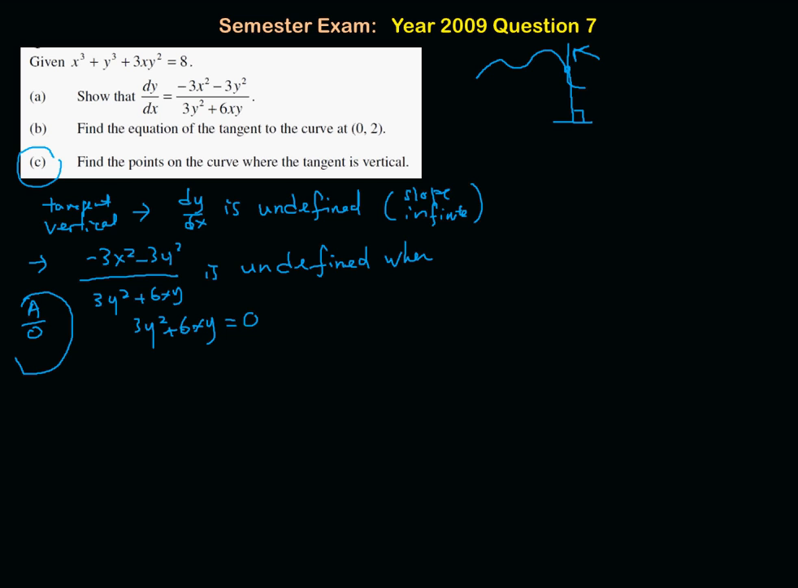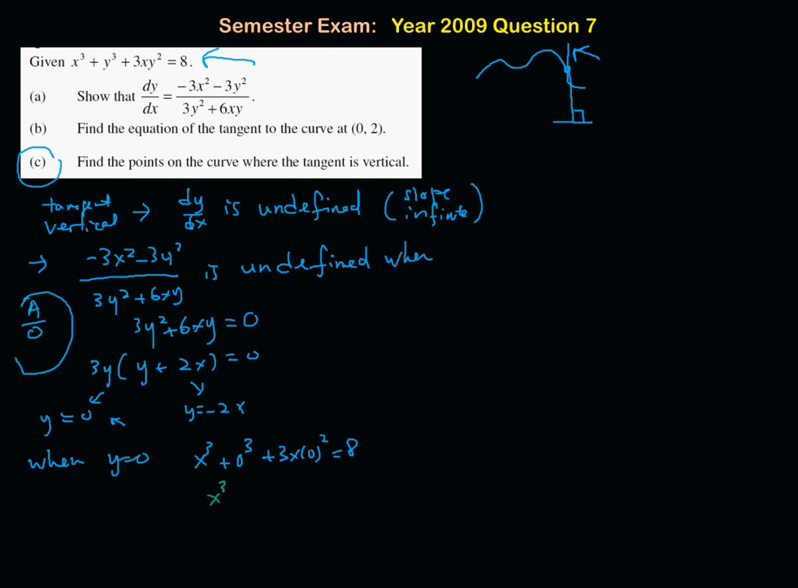And we can solve this now. You get y equals 0 from here, and from here you get y equals negative 2x. So let's work with this one first. Well, y equals 0. When y equals 0, now don't forget this is our original curve, we have x cubed plus 0 cubed plus 3x times 0 squared equals 8, or we have x cubed equals 8.